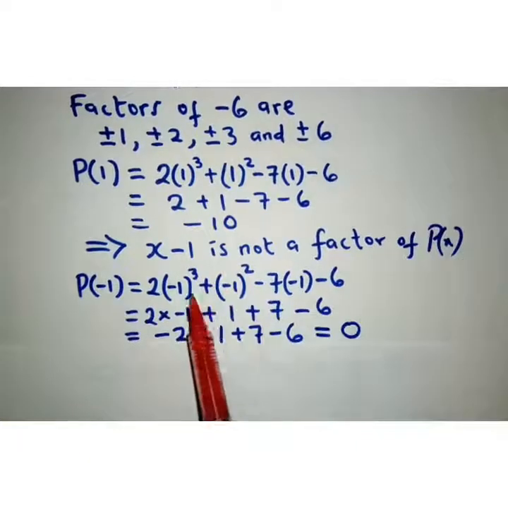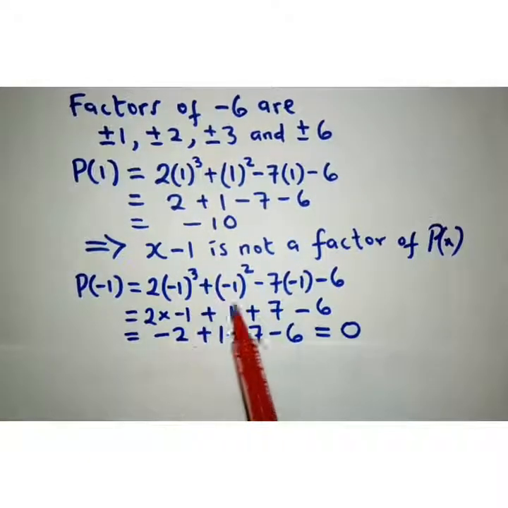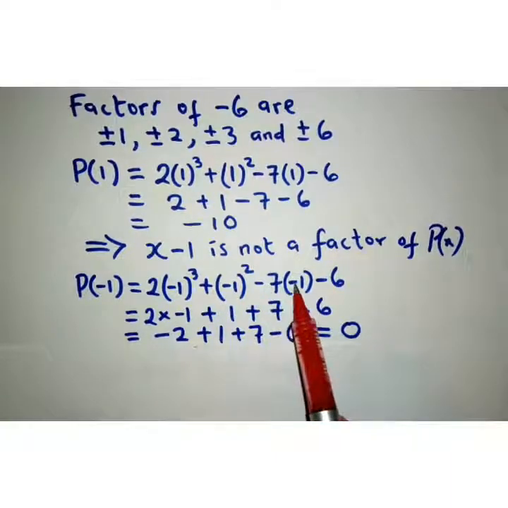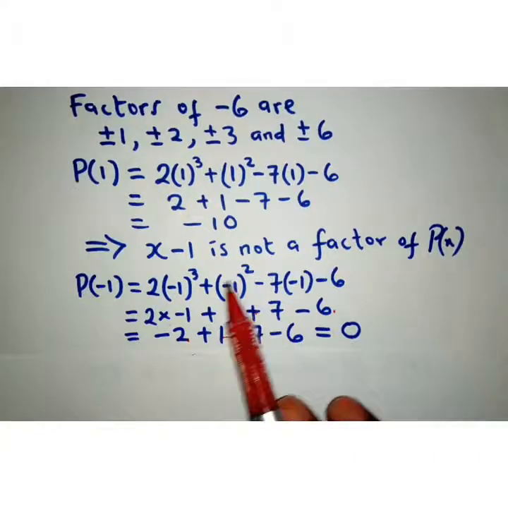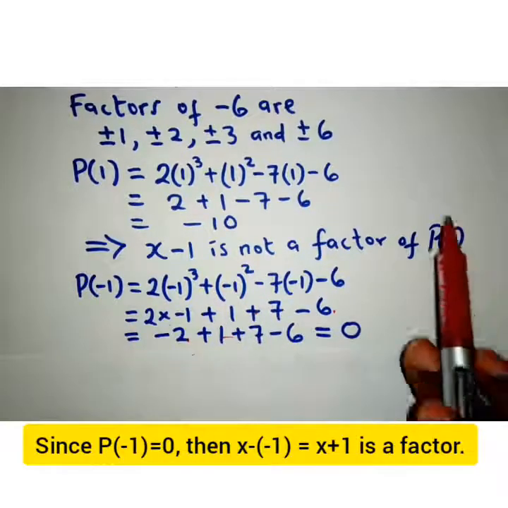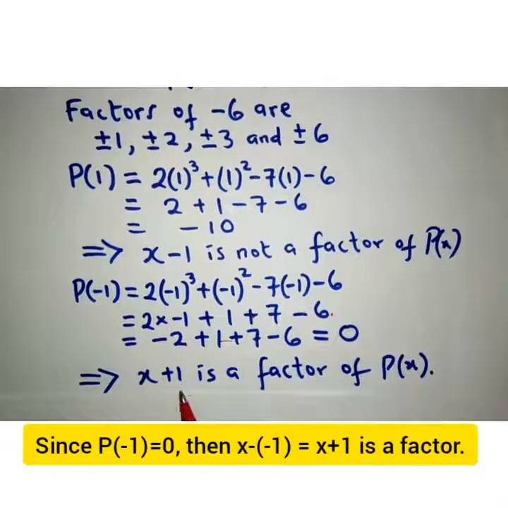So minus 1 cubed is minus 1, minus 1 squared is 1, minus times minus here gives us plus 7 and minus 6. And so we have 2 times minus 1, that's minus 2, plus 1 plus 7 minus 6 equals 0. So p of minus 1 equals 0. And so by the factor theorem, we have that x plus 1 is a factor of p of x.